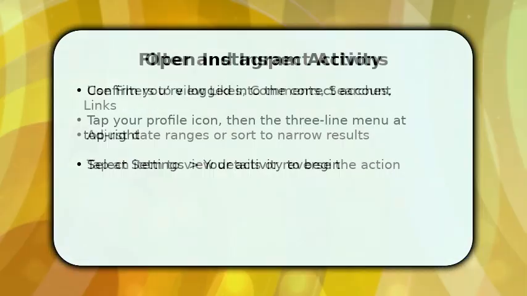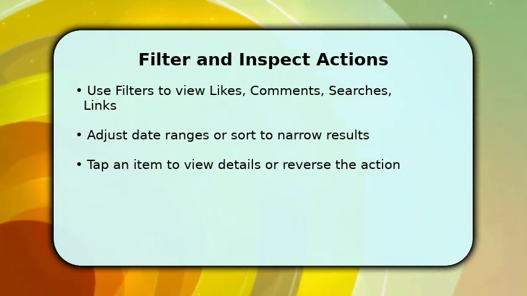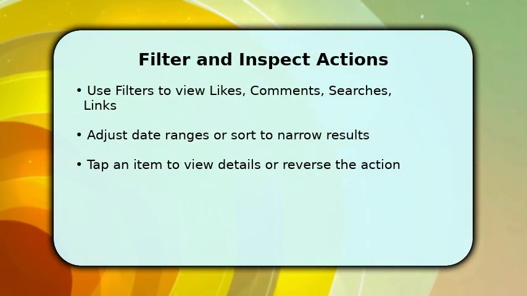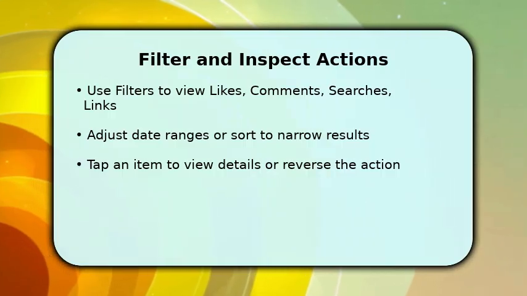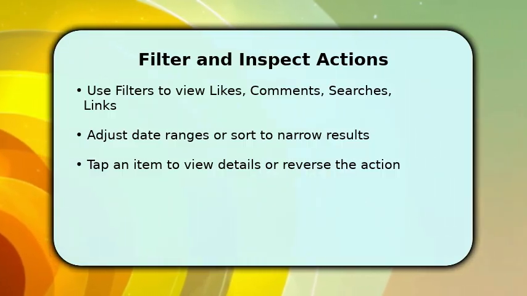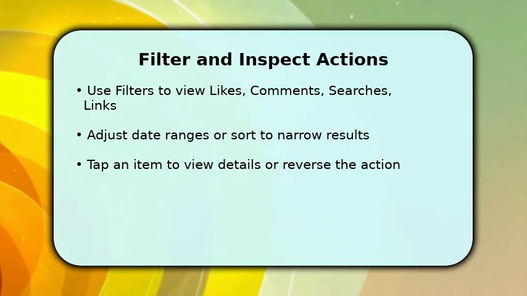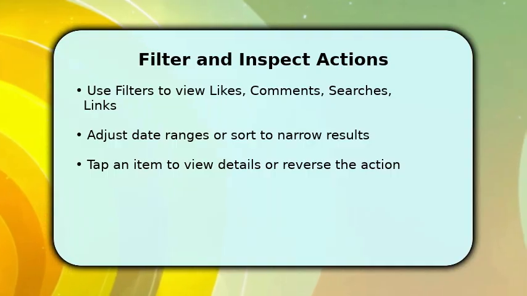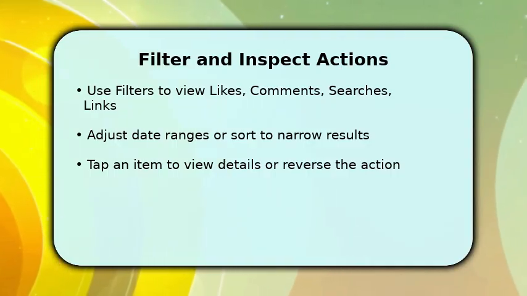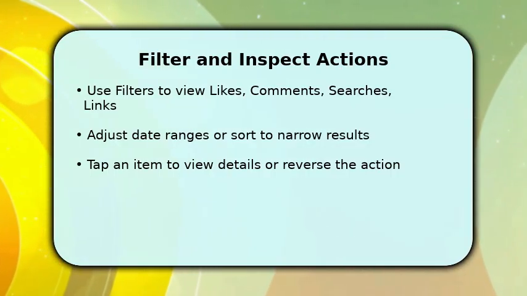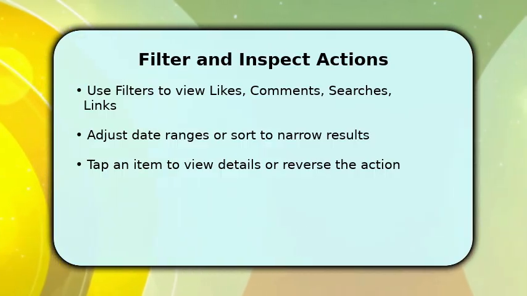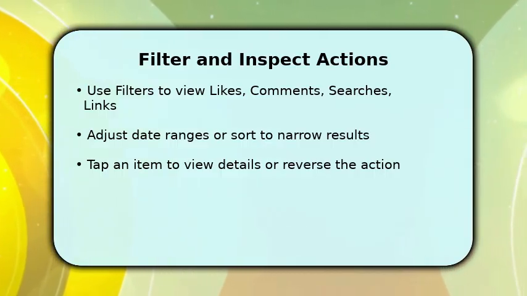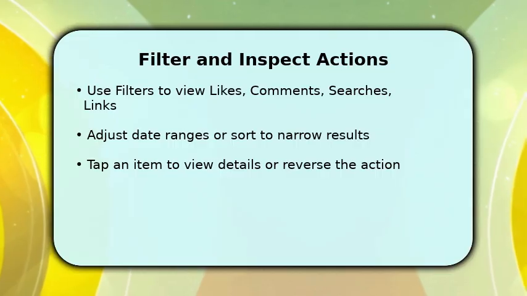Now you'll filter and inspect the records. Use the filter menu to pick types like likes, comments, searches, or links. This narrows the log to relevant actions. Make sure to adjust any date ranges or sort options so you can focus on a specific period. Tap any entry to see details. When applicable, you can undo actions, such as unliking a post or deleting a search. These steps give you precise control and save time when investigating behavior.